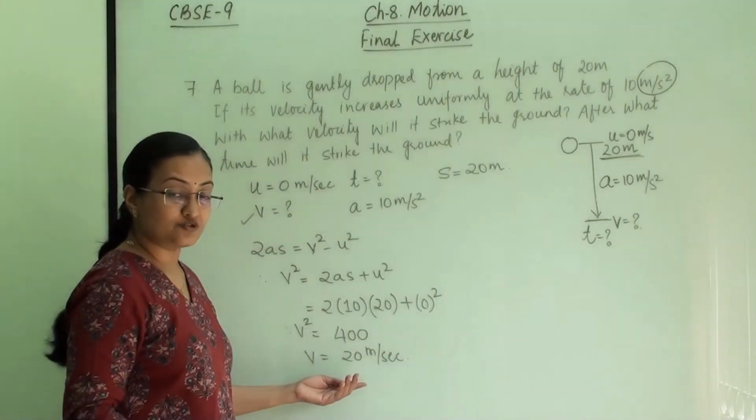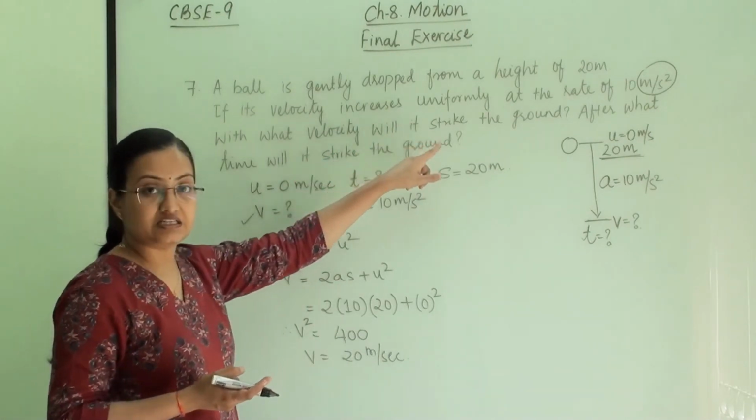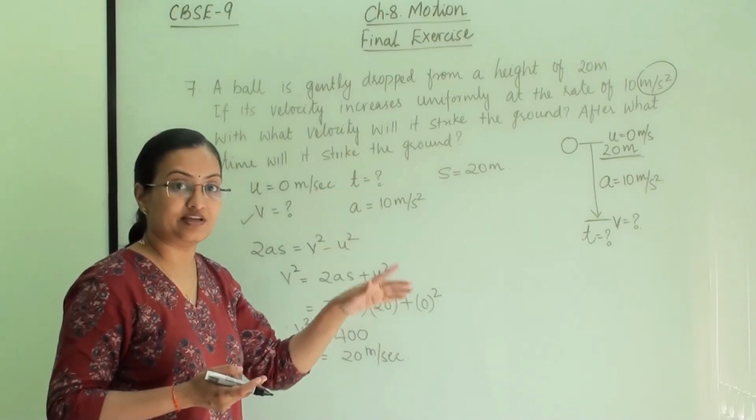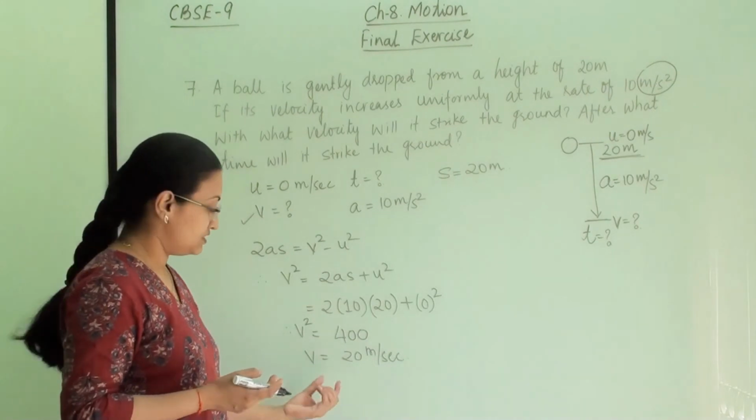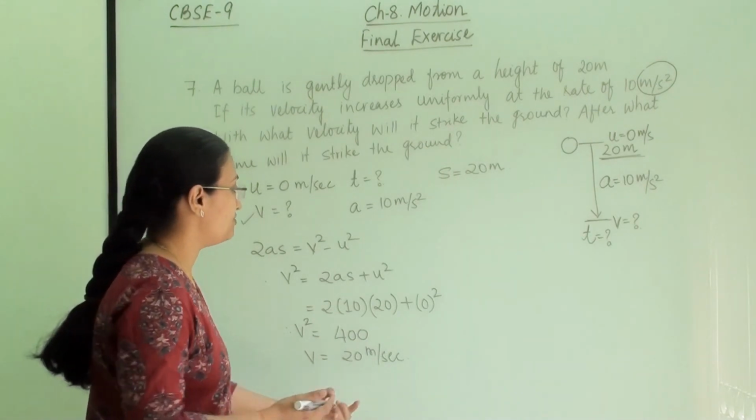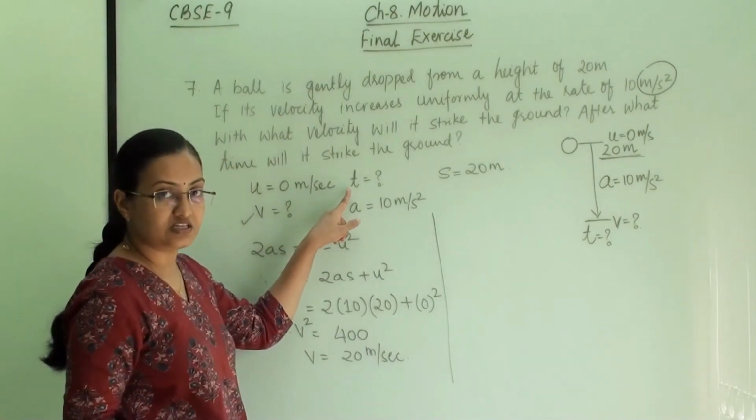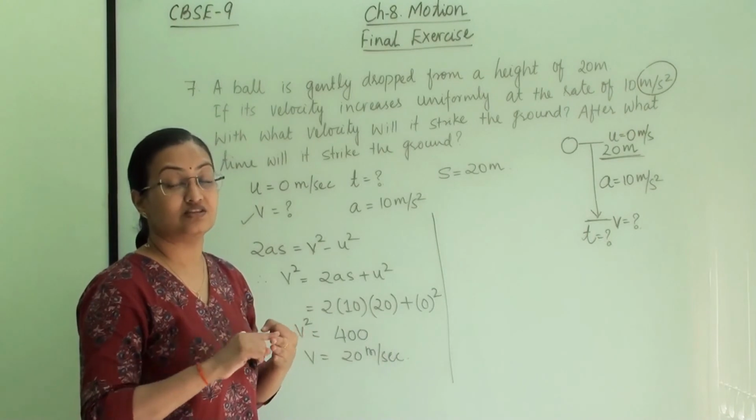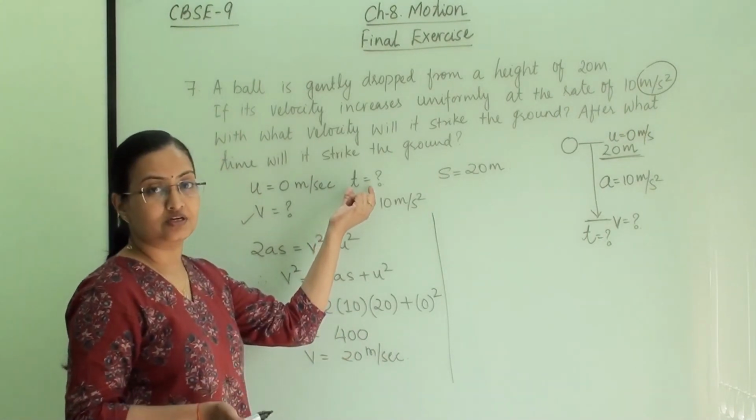And here this 20 is going to be positive because velocity is increasing and it is in the direction of falling. Where it is falling, it is in the same direction. So this final velocity is going to be positive. Now what we have to find out is t. We have final velocity, initial velocity, distance, acceleration, everything. We have to find out the t.